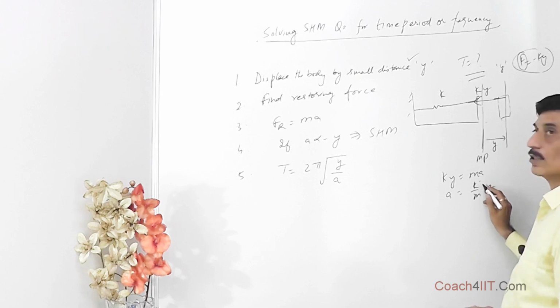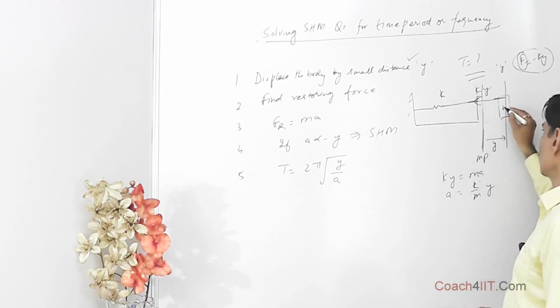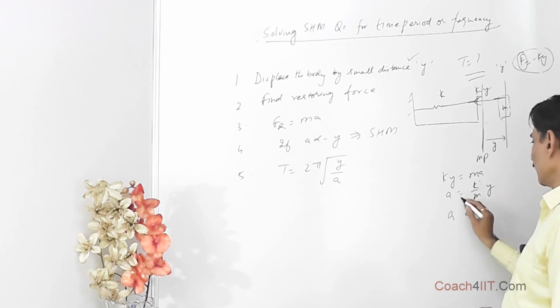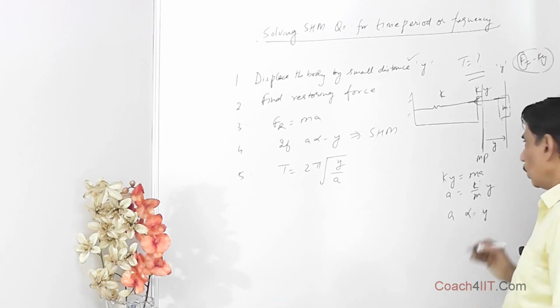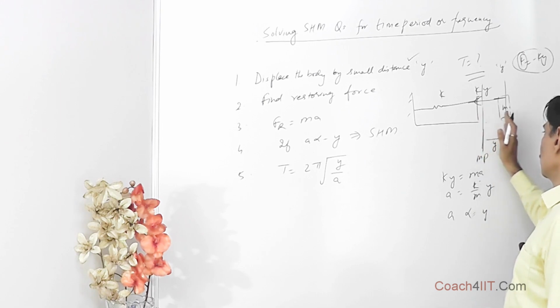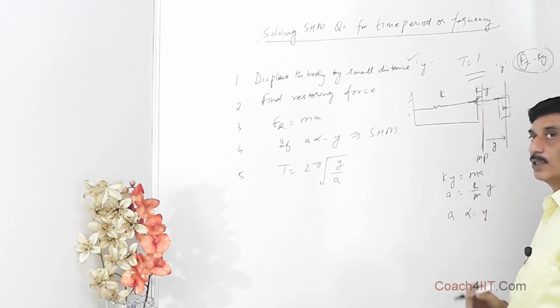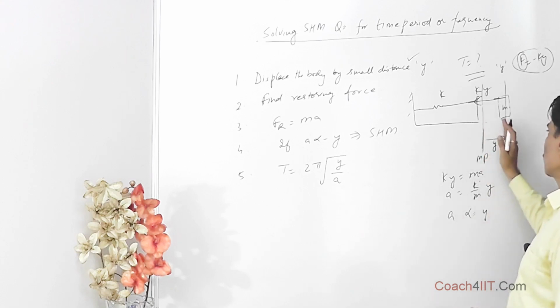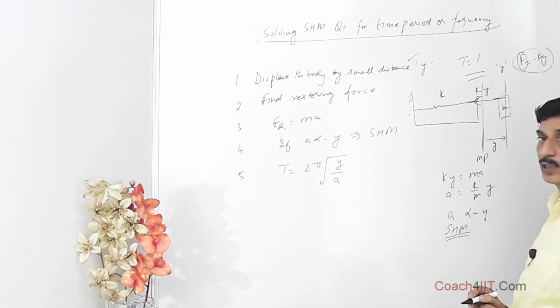Now k stands for spring constant, and for any spring k is constant. m, the mass of this block, is also constant. So acceleration is proportional to y. If we remove the equality sign, this is a constant, so acceleration is proportional to y. Also the displacement is in this direction, restoring force is in this direction, so obviously acceleration is also in this direction. So displacement and acceleration are oppositely directed. This is a necessary and sufficient condition to prove that this motion is SHM.